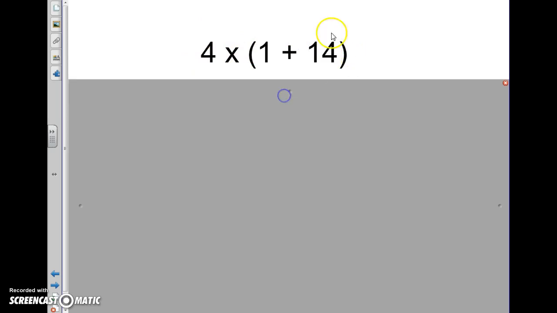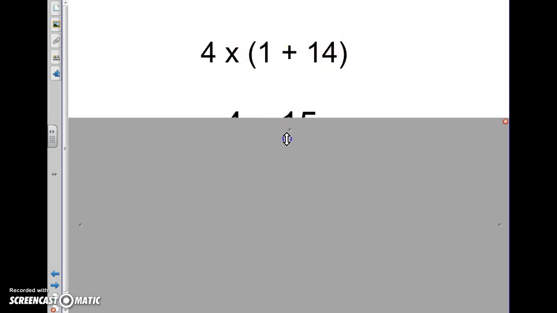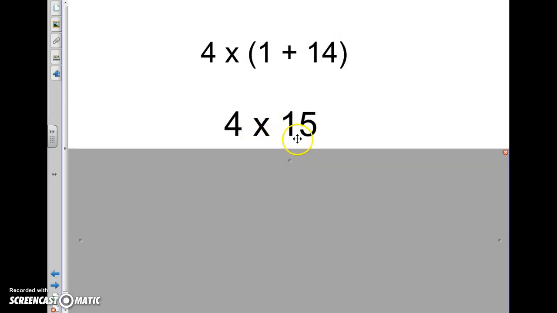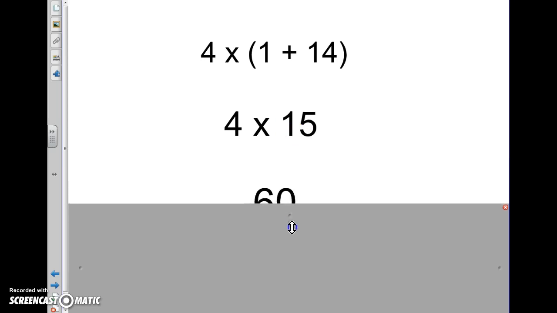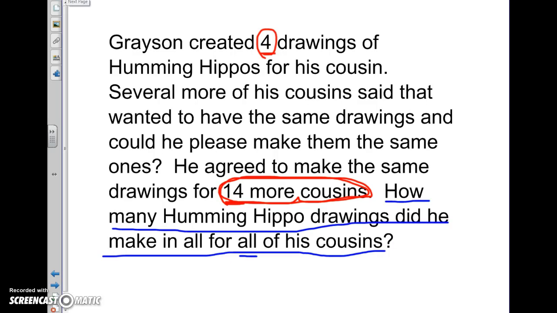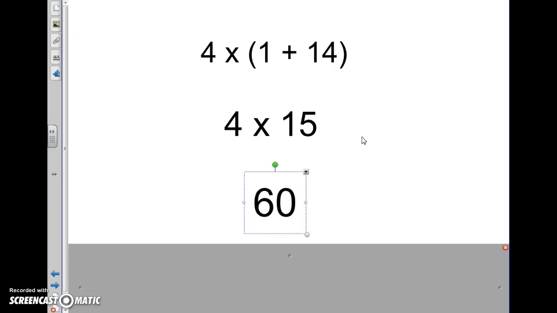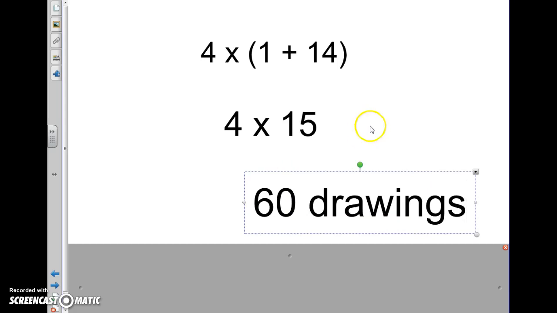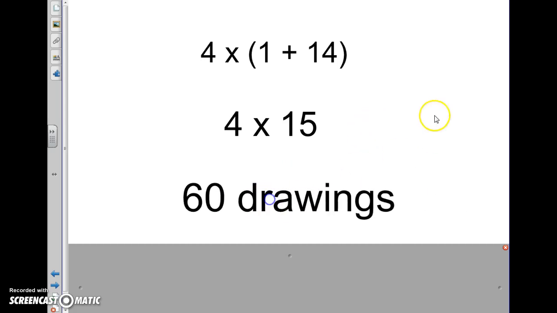So using order of operations, I'm going to do what's in the parentheses first. That's the same as 4 times 15, and 4 times 15 is going to give me 60. Okay, so the answer, and I need to add this, remember the question, because 60 what? So the question was how many humming hippo drawings? So 60 drawings would be appropriate for an answer for that. Okay, so that's what we're going to be working on.